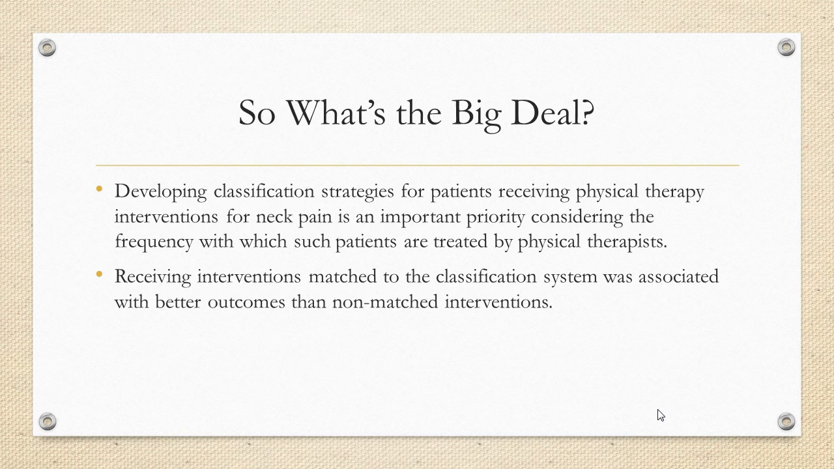When we look at treatment-based classification, developing these strategies is an important priority considering the frequency with which such patients are treated by us. As we noted, it's approximately 15% in physical therapy and probably a similar number in occupational therapy.